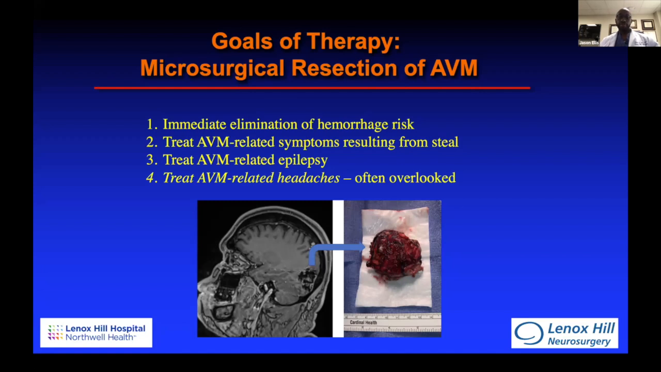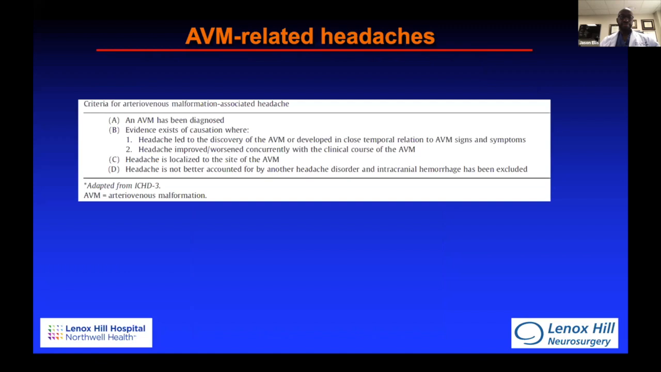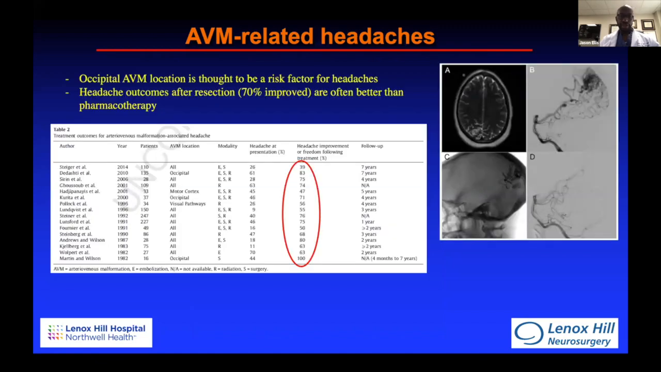And removing AVMs microsurgically also treats headaches, which is often an overlooked advantage of removing AVMs. There are a number of papers out there regarding AVM-related headaches. They're often unilateral on the side where the AVM is located. These types of headaches are often associated with AVMs in the occipital and parietal occipital regions. For some reason, these seem more likely to result in headaches.